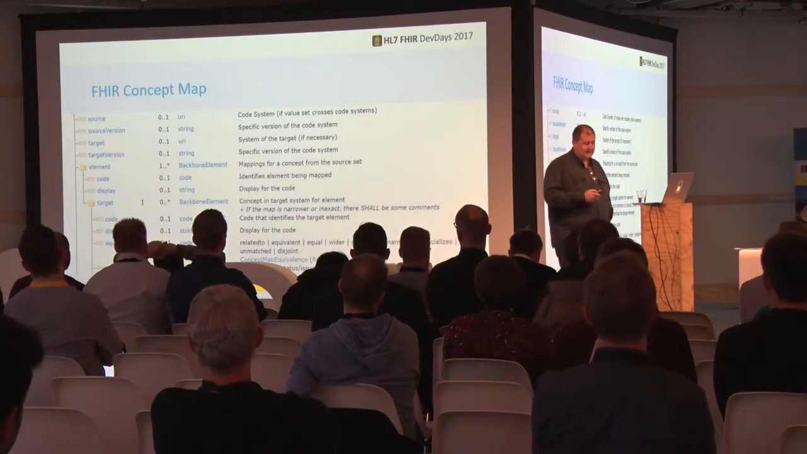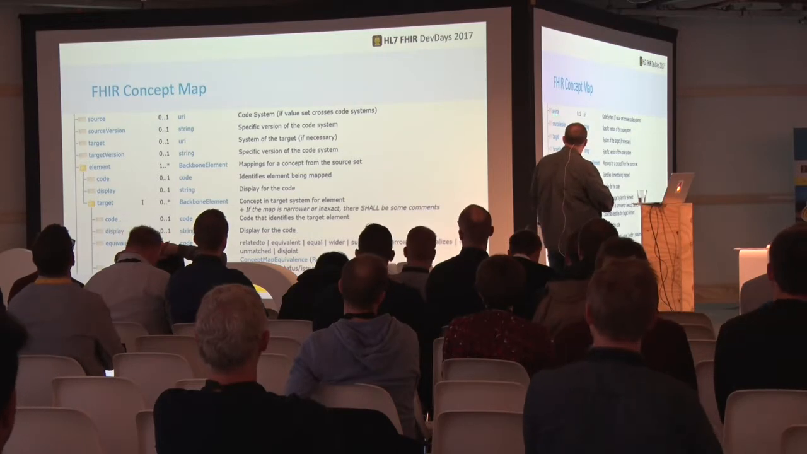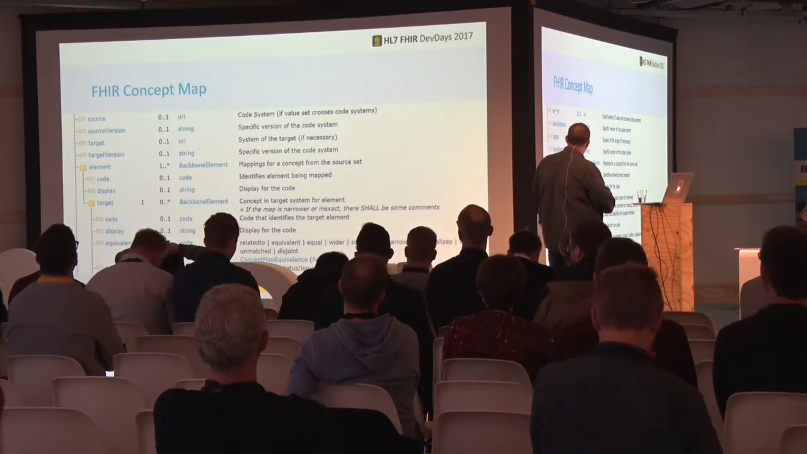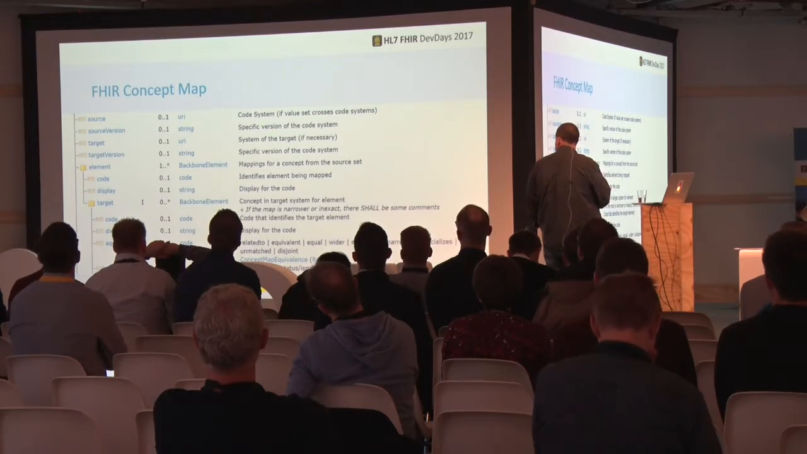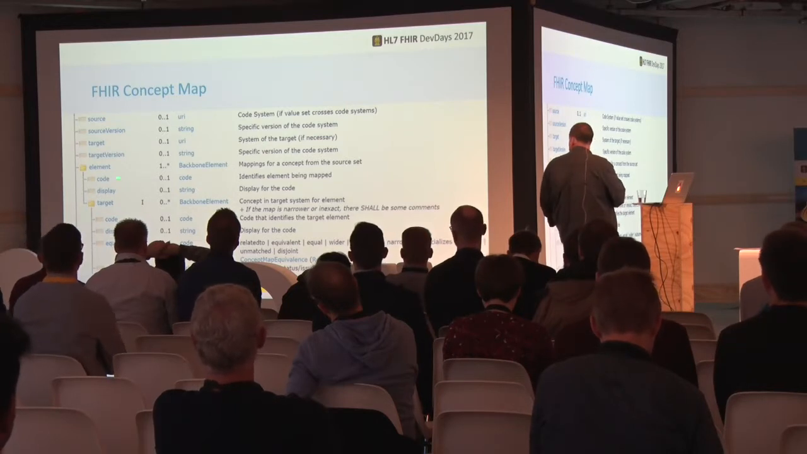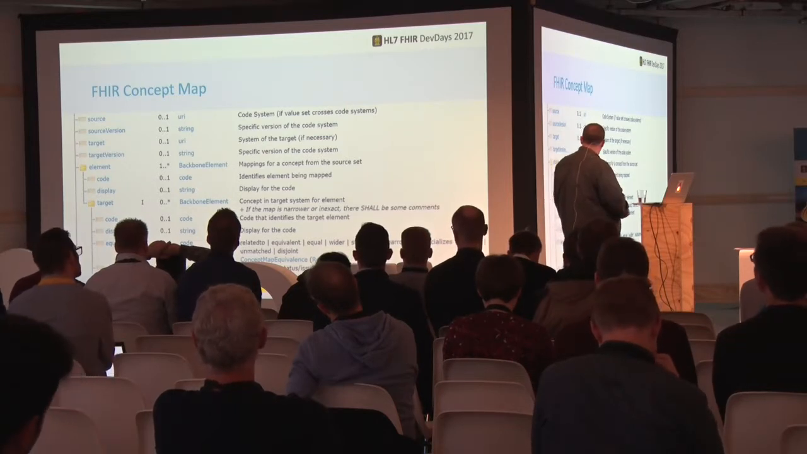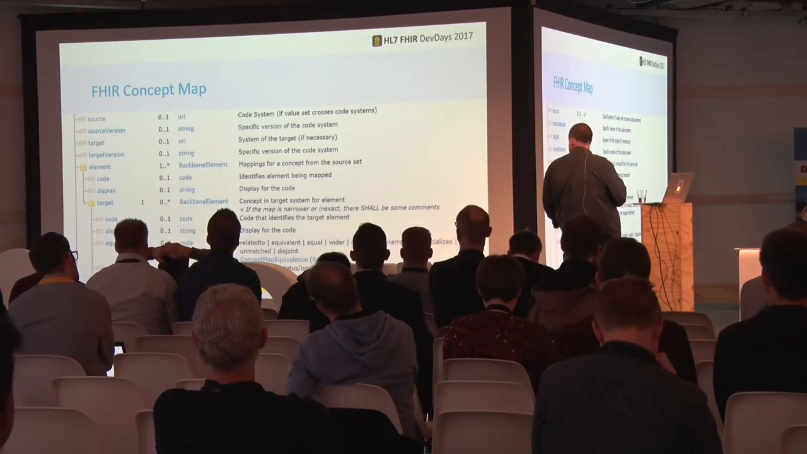And here's a FHIR concept map. You start with a list of translations between a code system and a code system, the source and the target code systems. And they can have versions if you want. And then you specify multiple elements, a code in the source system, and one or more codes that it relates to in the target system.